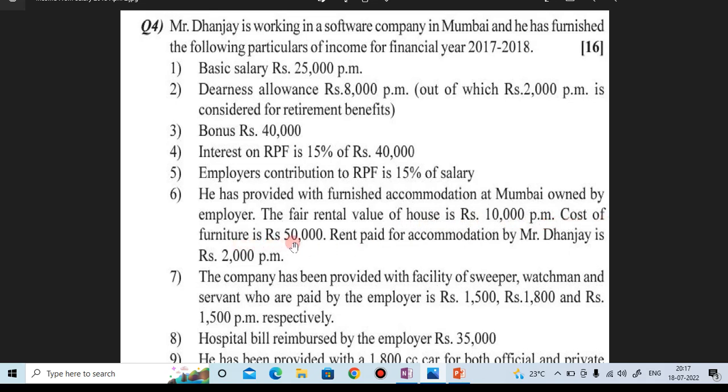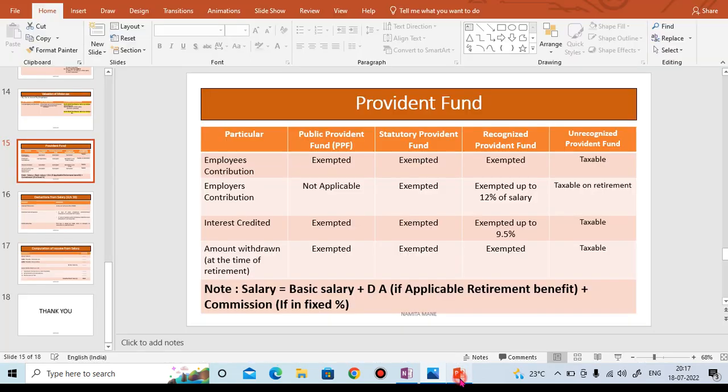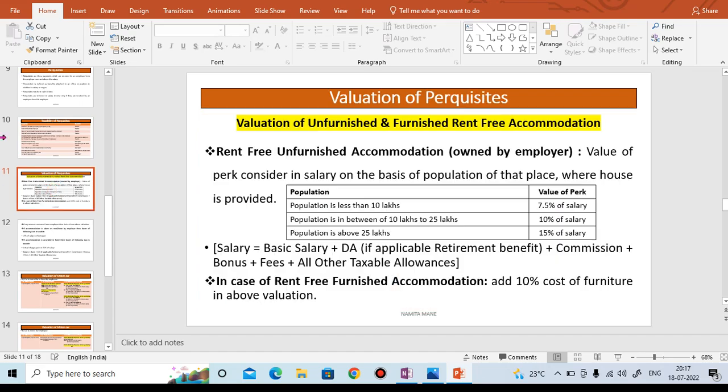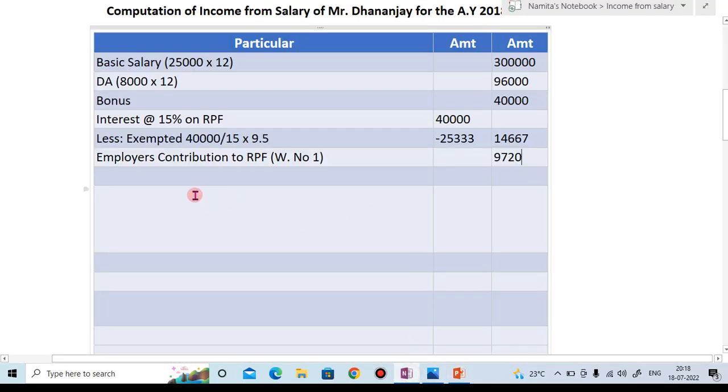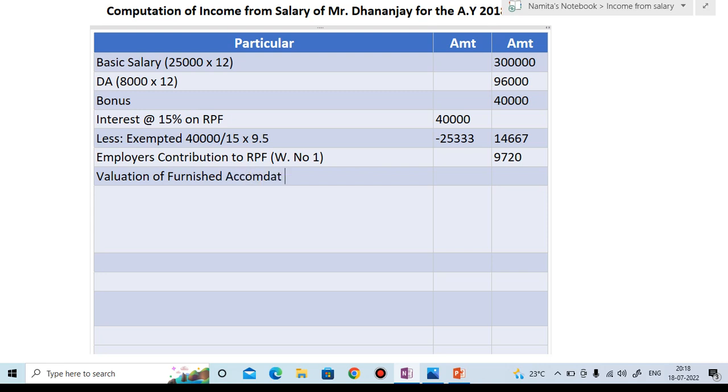Cost of furniture is rupees 15,000. Rent paid for the accommodation by Dhananjay is 2,000 per month. Okay, now this is what? Perquisite. Okay, so for the calculation of valuation of furnished accommodation, you have to do this valuation. Now in the particulars write valuation of furnished accommodation.